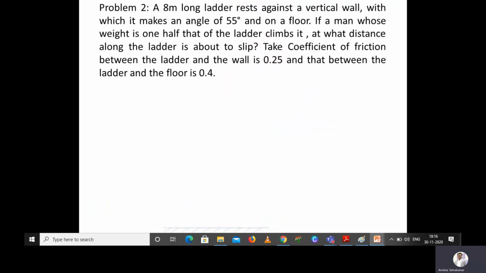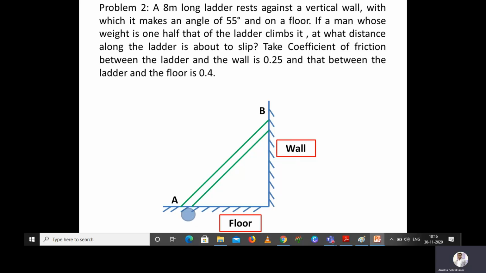Okay, so we will move to the next one. This is another problem. You can slowly solve it and then post your answer in the comment section. Here the changes are: the ladder is 8 meter long and the angle of the ladder with respect to the horizontal is 55 degree. The coefficient of friction between the ladder and the wall is 0.25 and between the ladder and the floor is 0.4.